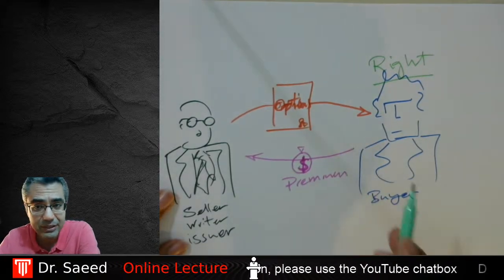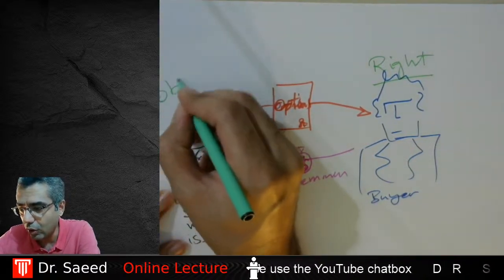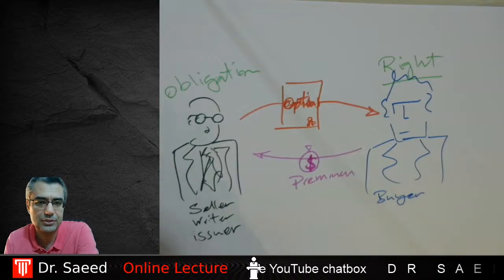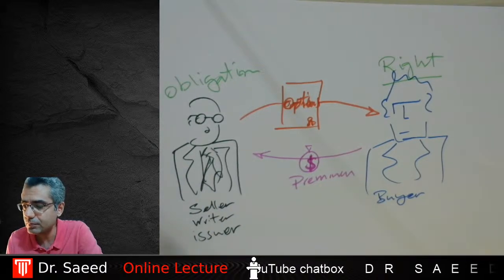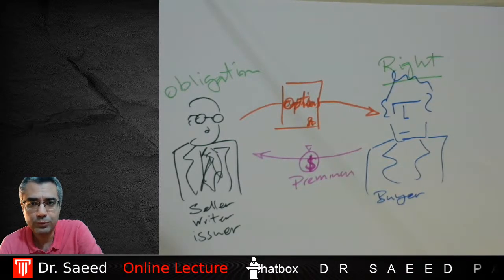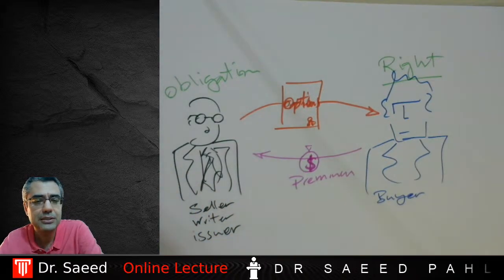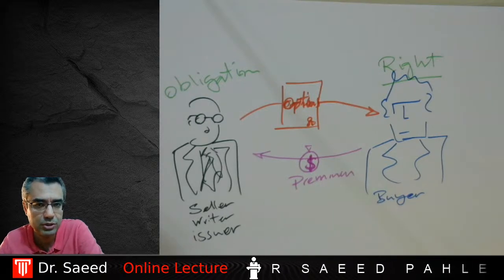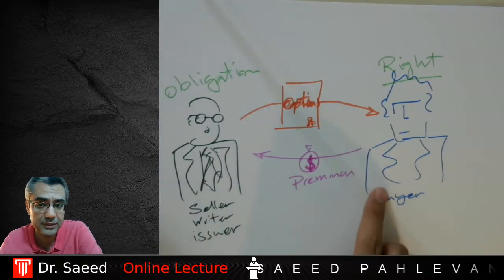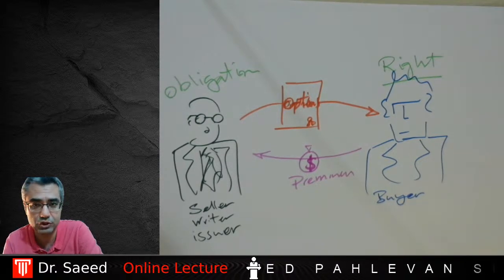And if the buyer decides to exercise the contract, then it is an obligation for the seller to follow the contract terms, right? So this is the main difference between futures and options. For options, it's a buyer's right because he paid the premium. So he has the right to exercise the contract or not. But for the seller, if the buyer decides to exercise, the seller must follow the contract and complete the transaction.